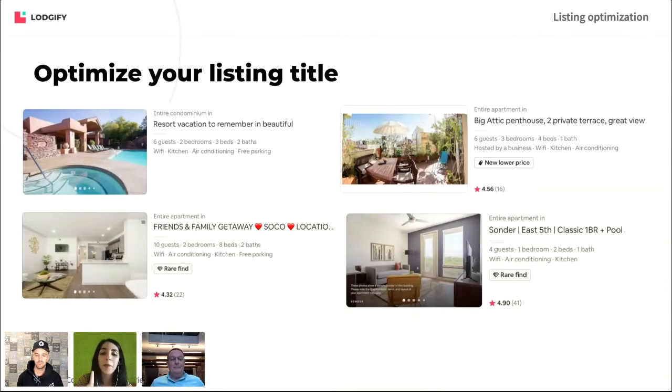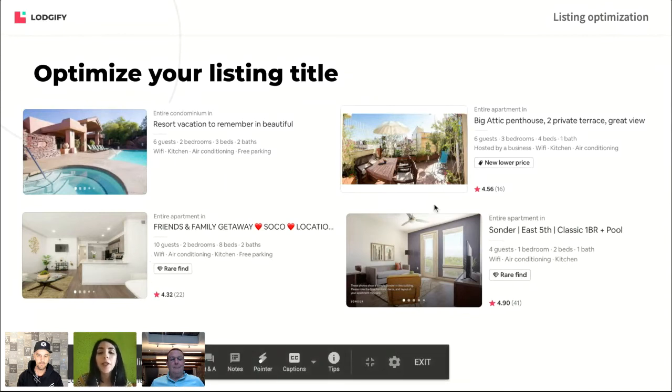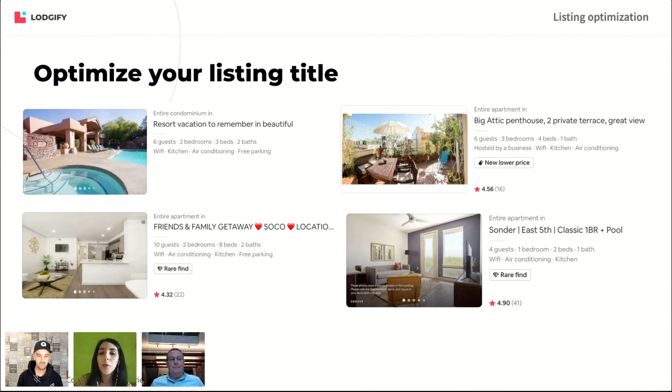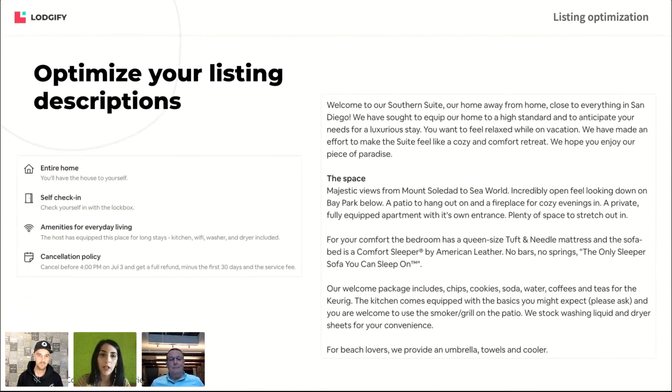The emojis, I'm not sure. It's something very debatable because a lot of people recommend them. And there's one of the examples that has them, but sometimes they do get penalized. So I don't really recommend the emojis, but having your features, or friends and family getaway, or targeting everything for them is very appealing for travelers.